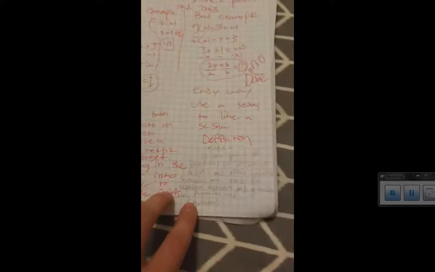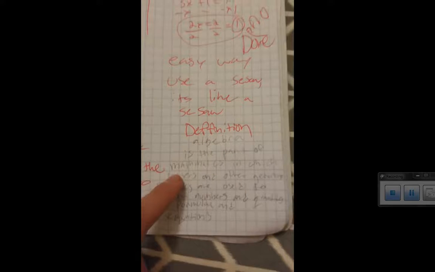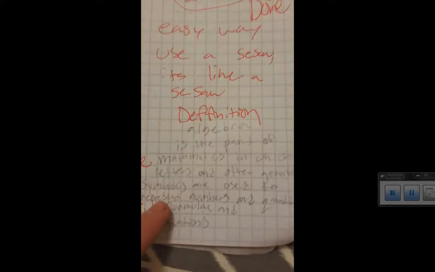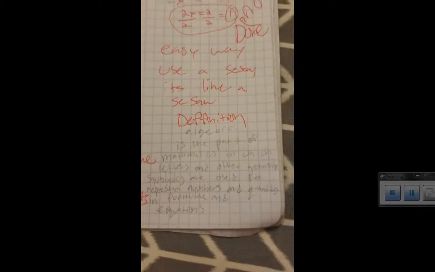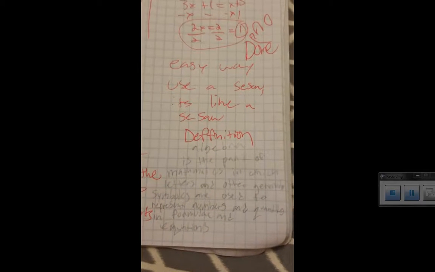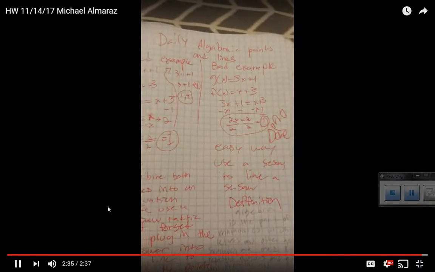And a definition, I did algebra. This is a part of mathematics in which letters and other general symbols are used to represent numbers and quantities in formulas and equations.